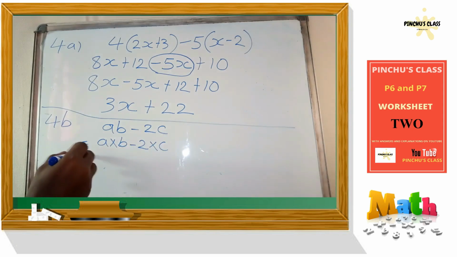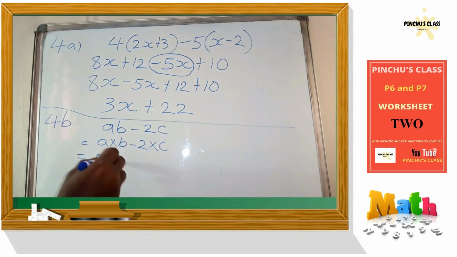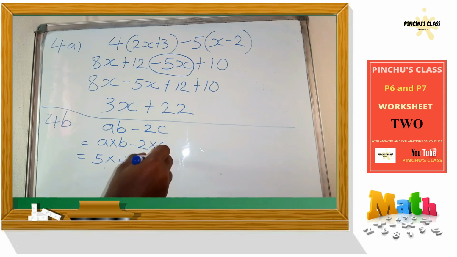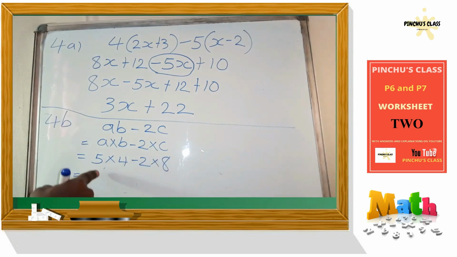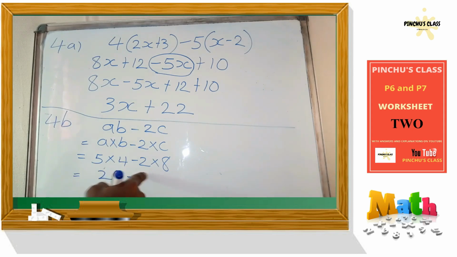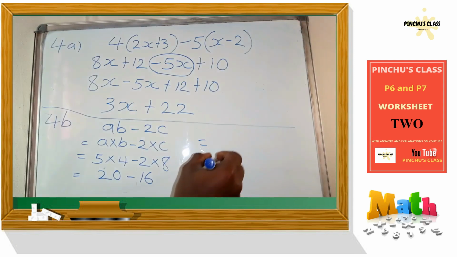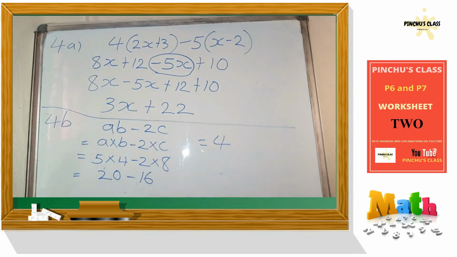That's what it means. So our a, which is 5, times our b, which is 4, minus 2 times our c, which is 8. So this is going to give us 5 times 4 is 20, minus 2 times 8, which is 16, and the answer is going to be 4, because 20 minus 16, we get 4.